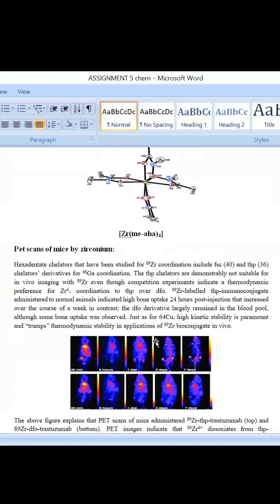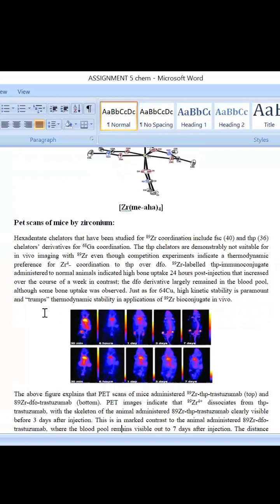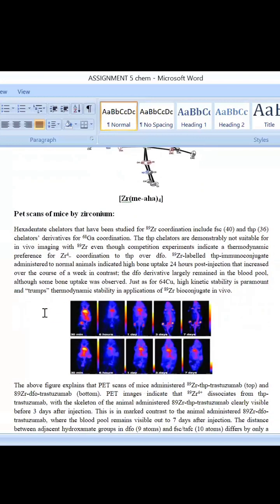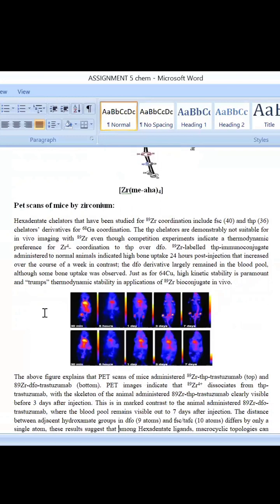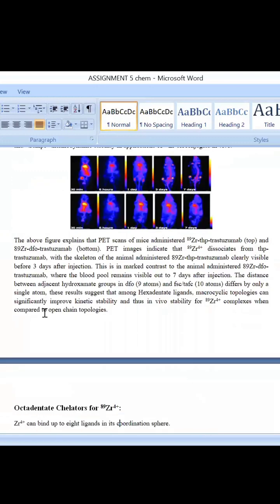zirconium-89 labeled THP immunoconjugate administered to normal animals showed high bone uptake 24 hours post injection that increased over the course of a week. In contrast, the DFO derivative largely remained in the blood pool, although some bone uptake was observed, just as for copper-64. So high kinetic stability is paramount and trumps thermodynamic stability in the application of zirconium-89. This is the structure of the PET scan of mice administered.